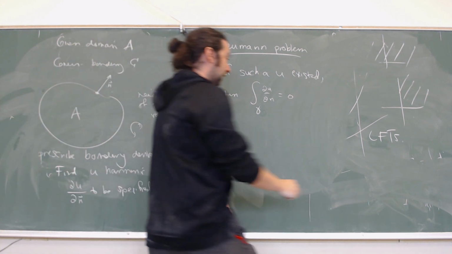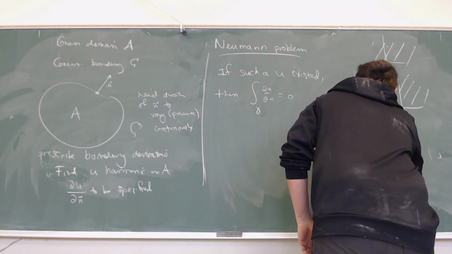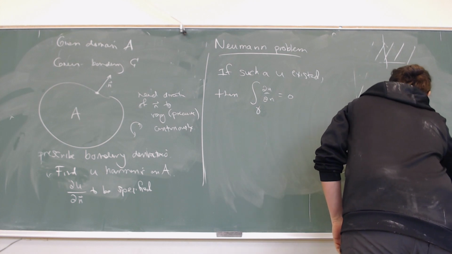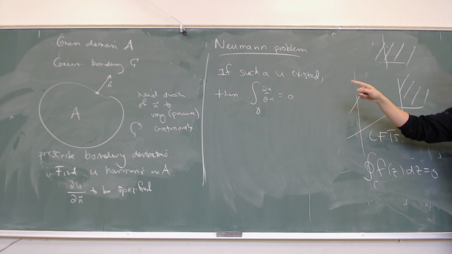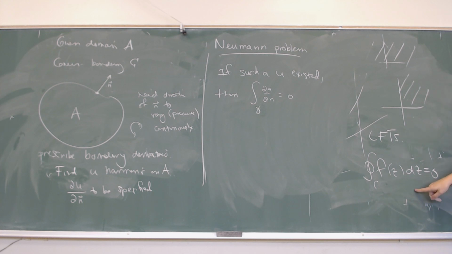So I'll remind you that Gauss's theorem says that the integral around C of f(z) dz is equal to 0 whenever f is analytic in the interior, right? The integral over C is a closed integral, and you integrate it around the boundary, and f was analytic on the inside, so you got 0 as the answer. So these are related to each other. This is actually a consequence of Green's theorem, in the same way that this is a consequence of Green's theorem.